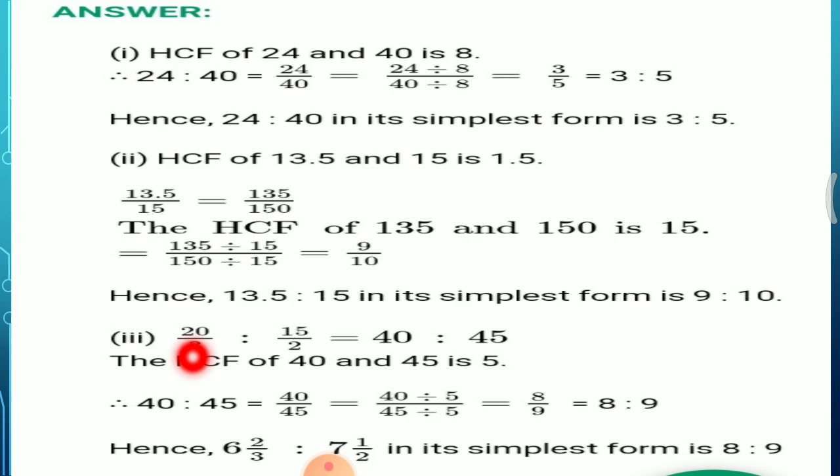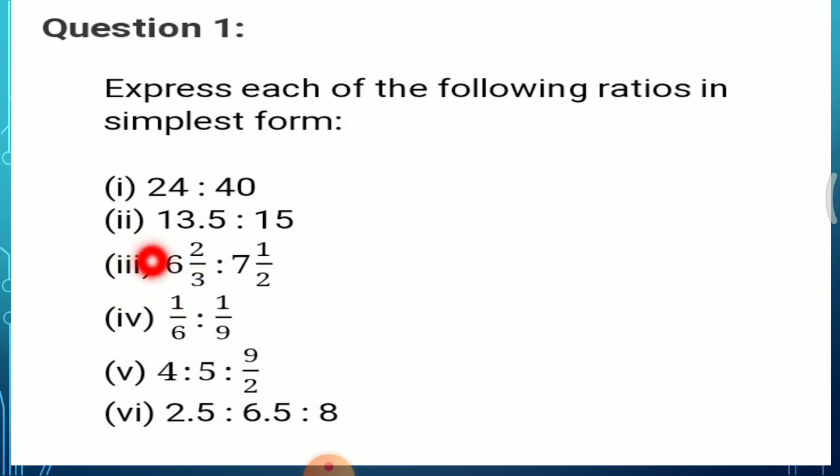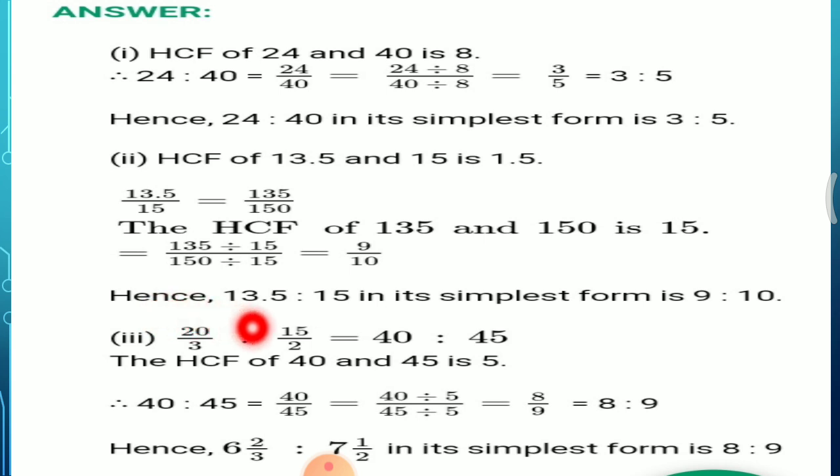Next is 20 by 3 and 15 by 2. You see here 6 3s are 18 and 2, 20 by 3, and 7 2s are 14 and 1, 15 by 2. So at first you do the cross multiplication. 2 20s are 40 and 15 3s are 45. Okay. Now you take HCF of 40 and 45. So answer will be 5. Now you divide this number by 5. So answer is 8:9.